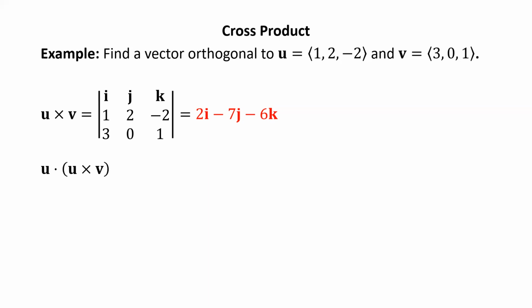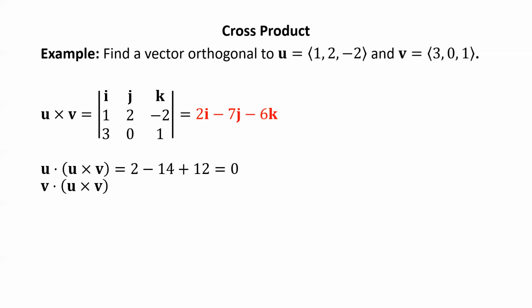Let's just check that the cross product of u and v is actually orthogonal to u. So let's take u dot (u cross v). So we have 1 times 2 is 2, 2 times negative 7 is negative 14, and negative 2 times negative 6 is positive 12. Add those up, and we do, in fact, get 0.